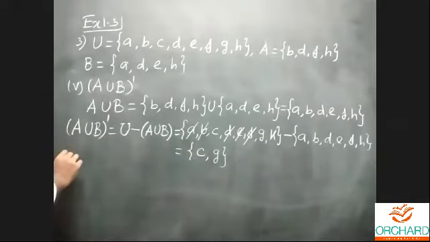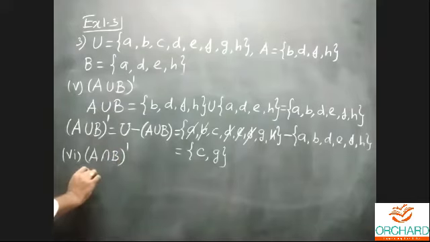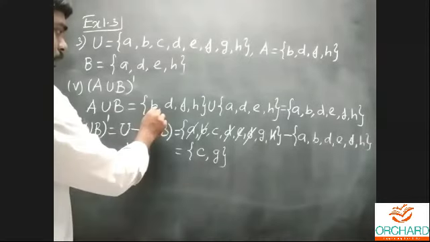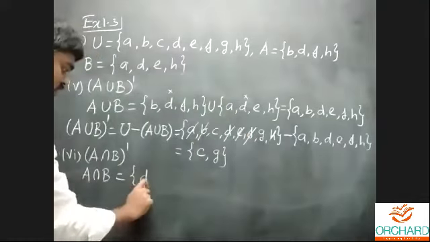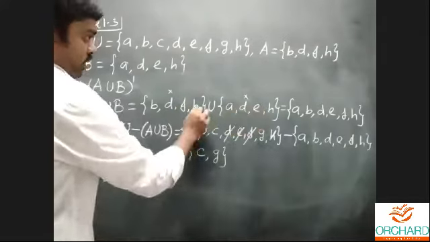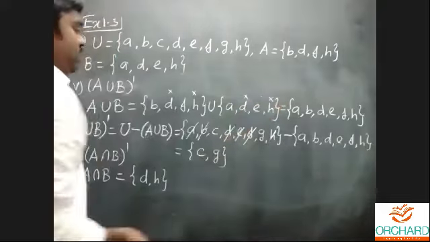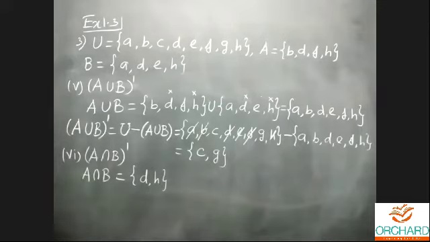The same way you can continue for (A intersection B)'. Now first we identify A intersection B. What does A intersection B mean? Common for A and B. What elements are common for A and B? B, no. D, yes. We have the common element D. Next, F, no. H, common. So only two elements are common between sets A and B. D, H is the intersection of the two sets A and B.